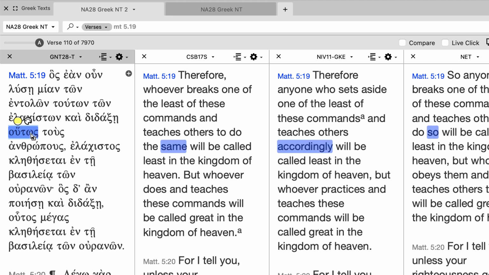So the idea is that whoever relaxes one of these commandments and teaches people in the same way, in other words, teaches people to loose, to break the least of the commandments. So it's an interesting thing with οὕτως. You have to look at it contextually and ask, is it pointing backwards or is it pointing forward?